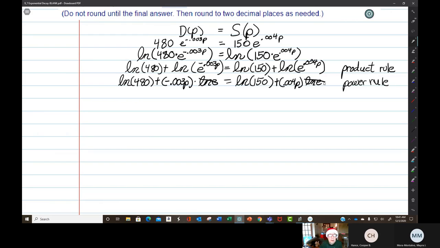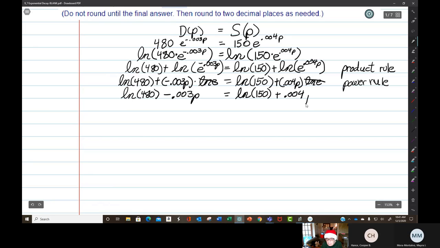Okay, so now here's what we have. The ln of 480, minus, right, we have plus a negative number, so minus 0.003P, equals the ln of 150 plus 0.004P.